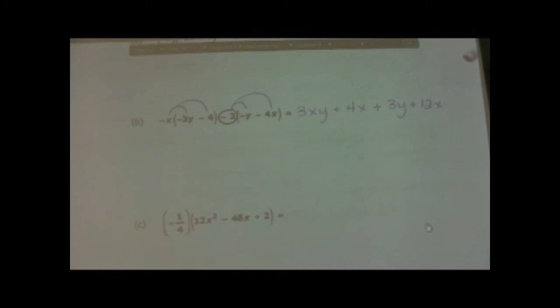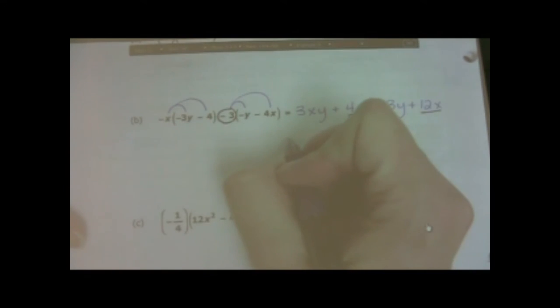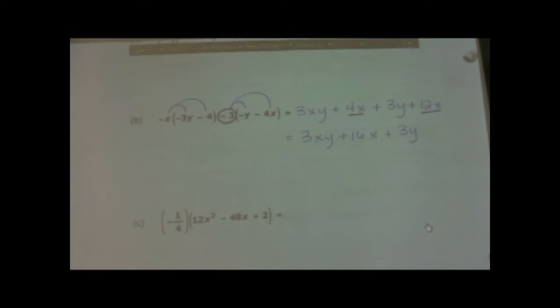Do I have any? Yes. I've got a 4x and a 12x. I can combine those by adding their coefficients. 12 and 4 is 16, so 16x. So this is 3xy plus 16x plus 3y. And we are done. All right, very last one.